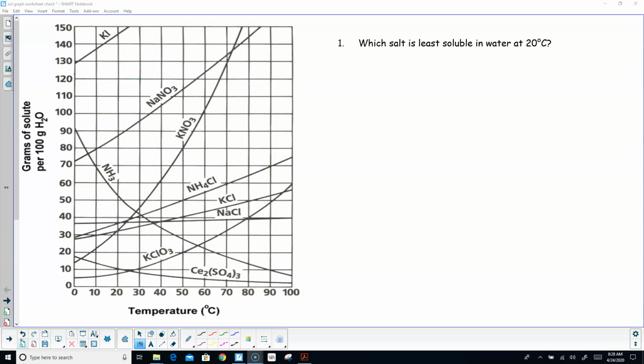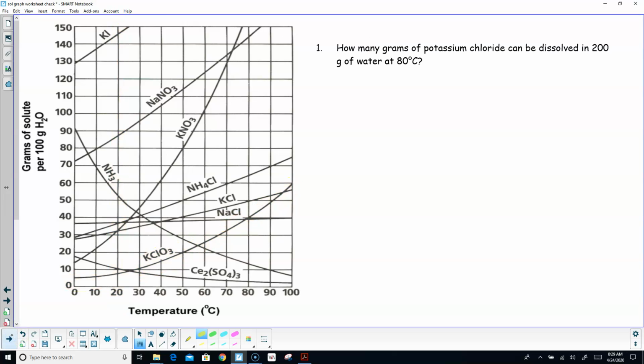All right, so starting out, it says what salt is least soluble in water at 20 degrees Celsius. So what we need to do is look here, and here is 20 degrees Celsius. We're looking for the one that has the least amount that can be dissolved, so we're looking for the lowest line. That belongs to potassium chlorate. KClO3 is the least soluble at 20.